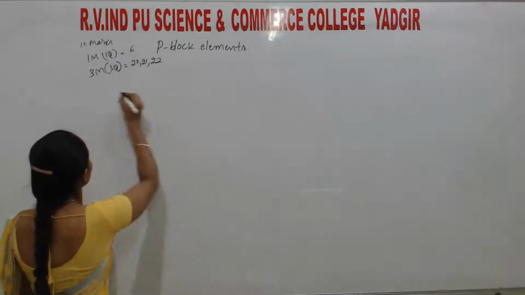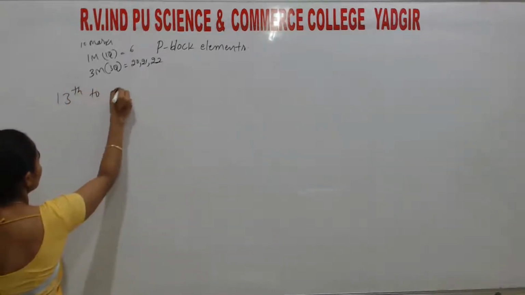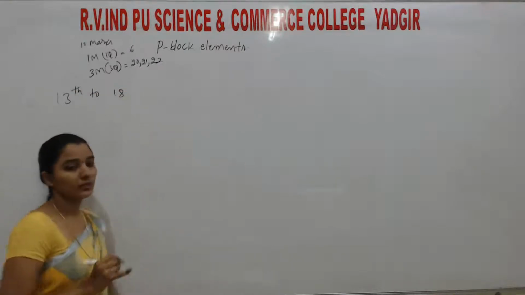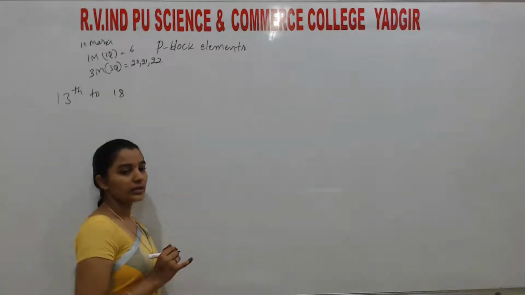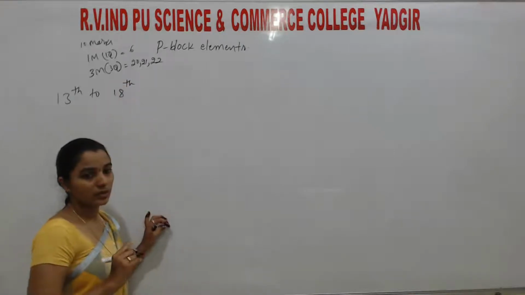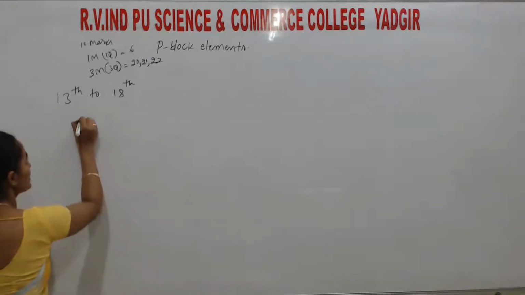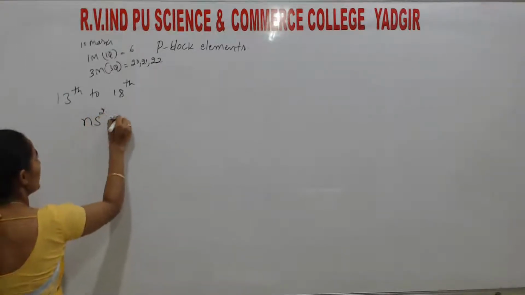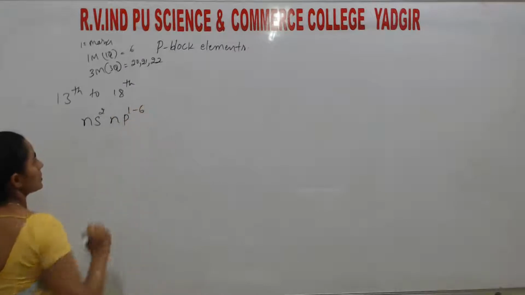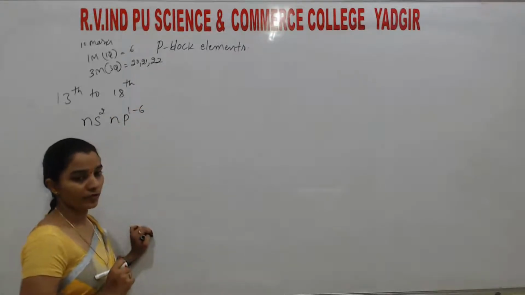The groups 13 to 18 in the periodic table are called P block elements. So students, the general electronic configuration of P block elements is ns2, np1 to 6. This is the general electronic configuration.